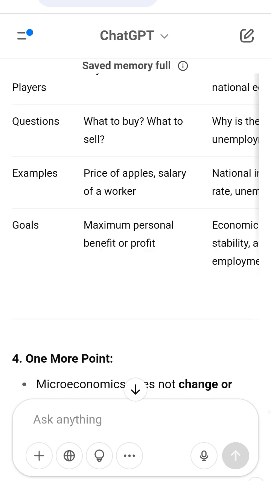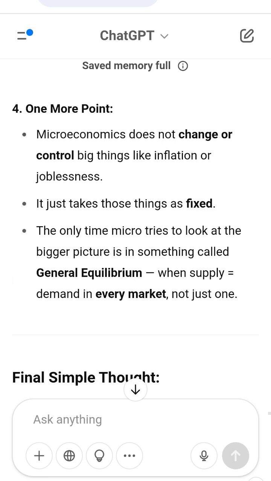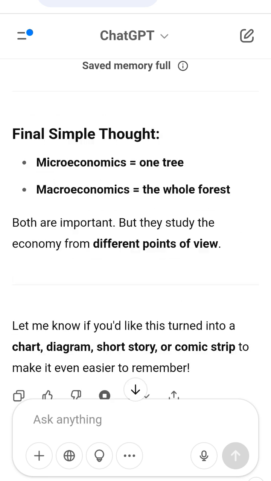Final simple thought: microeconomics is one tree, macroeconomics is the whole forest. Both are important, but they study the economy from different points of view. Let me know if you'd like this turned into a chart, diagram, short story, or comic strip to make it even easier to remember.